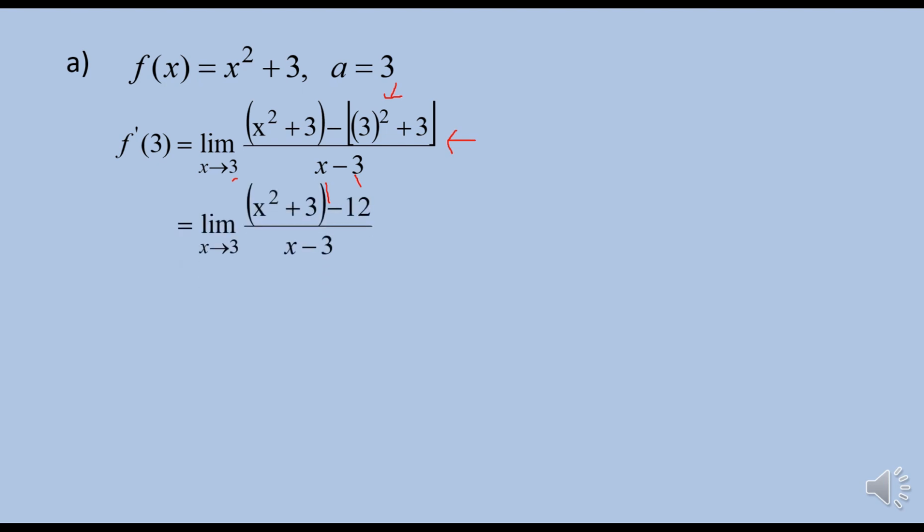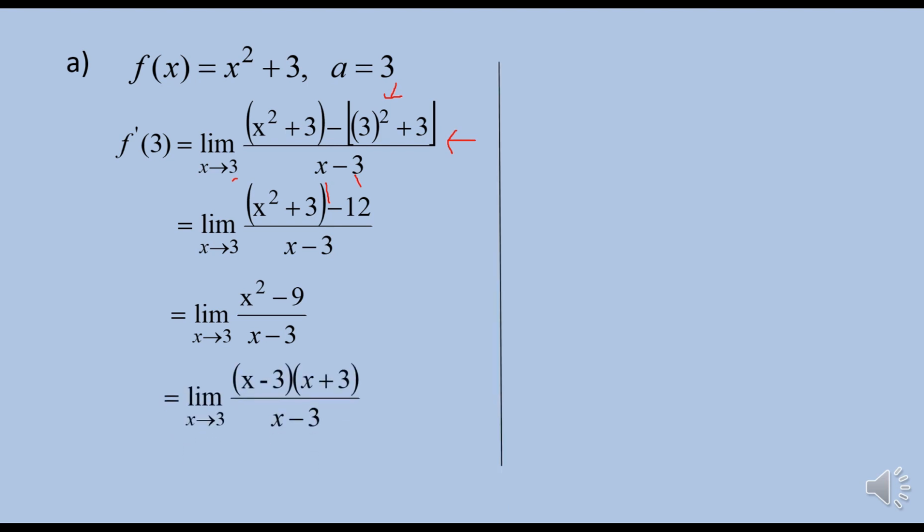Then you will get the limit when x approaching 3. Then you simplify the expression. You will get x squared plus 3 minus 12 over x minus 3. Then we get for the numerator x squared minus 9. You factorize, then you cancel out x minus 3 with x minus 3, then substitute 3 into x here. Then you will get the value that is 6. Okay, you can check this answer by using the rule that we will learn after this. Okay.